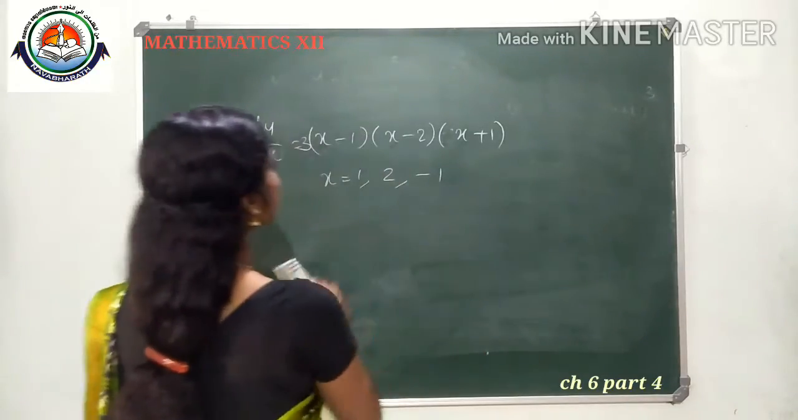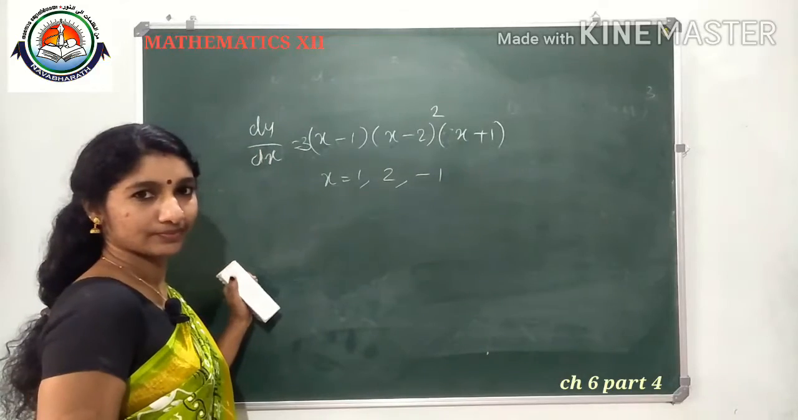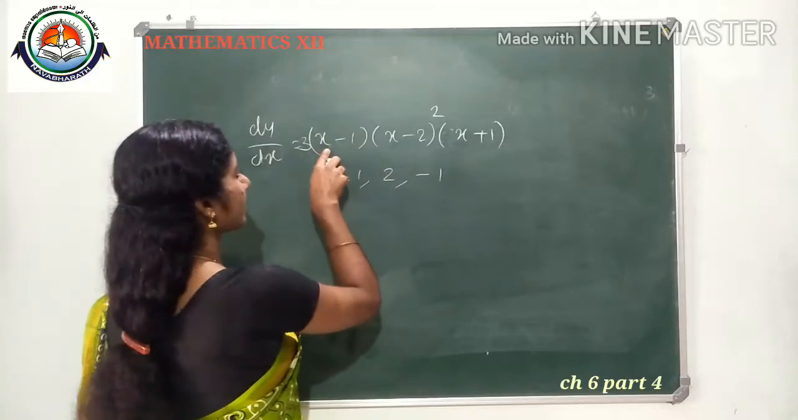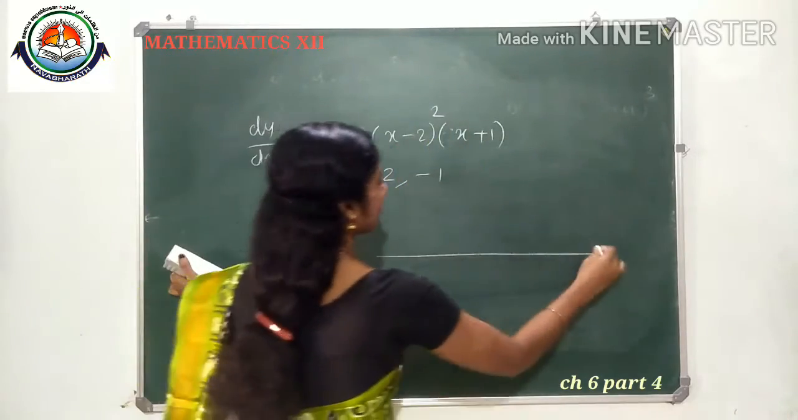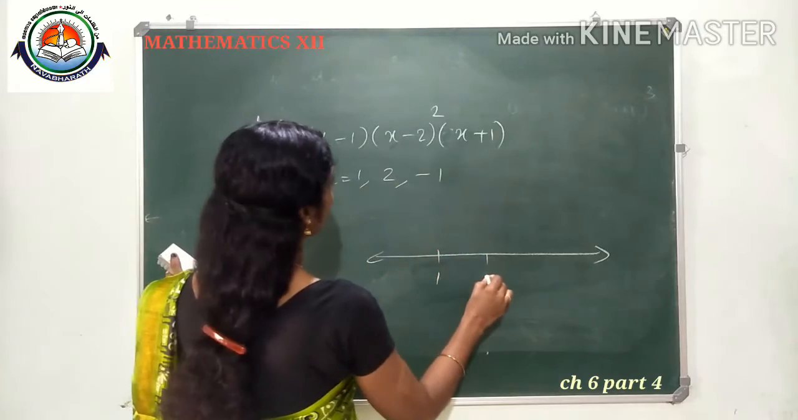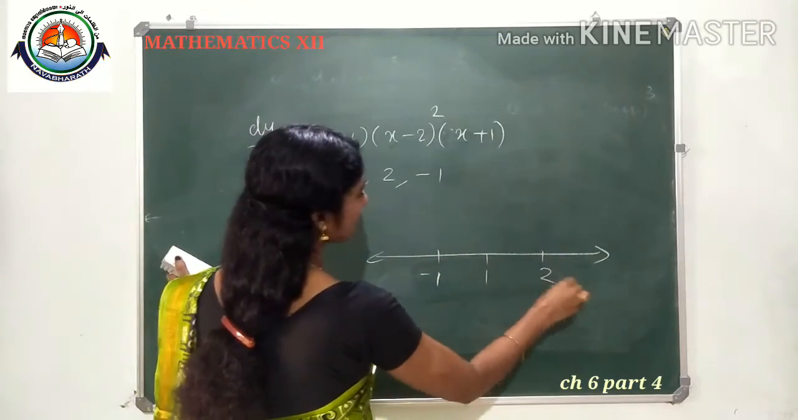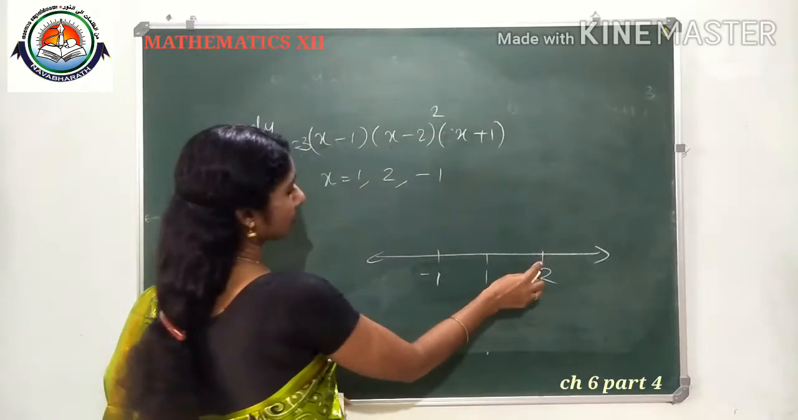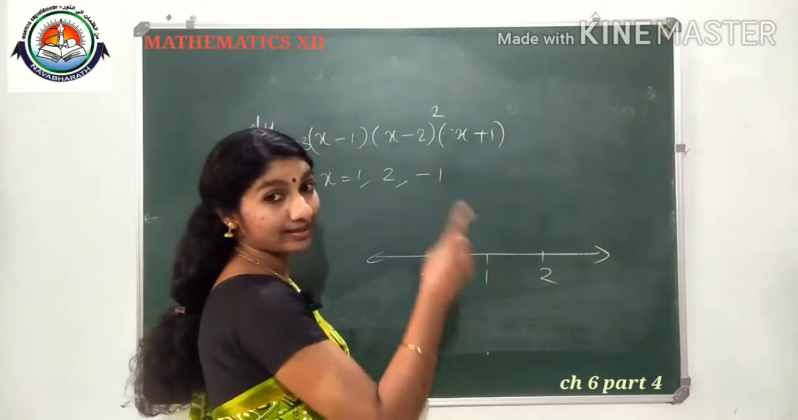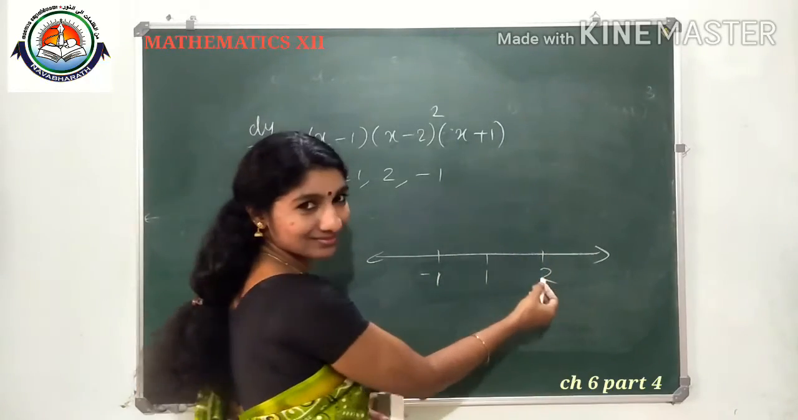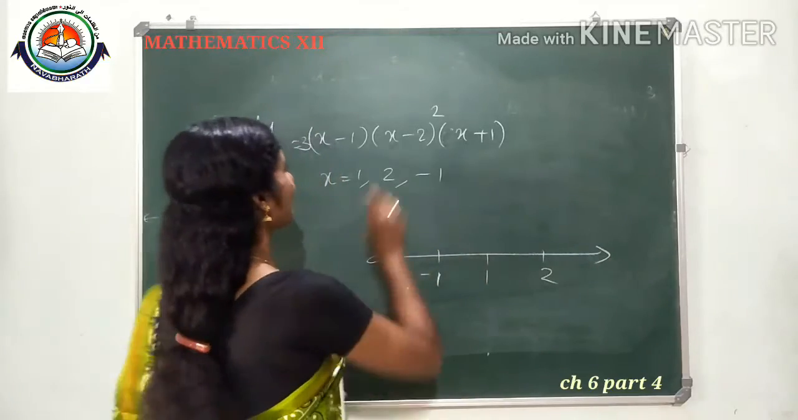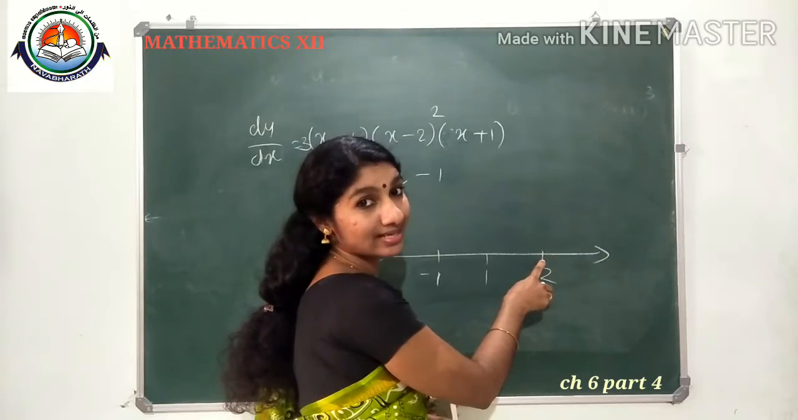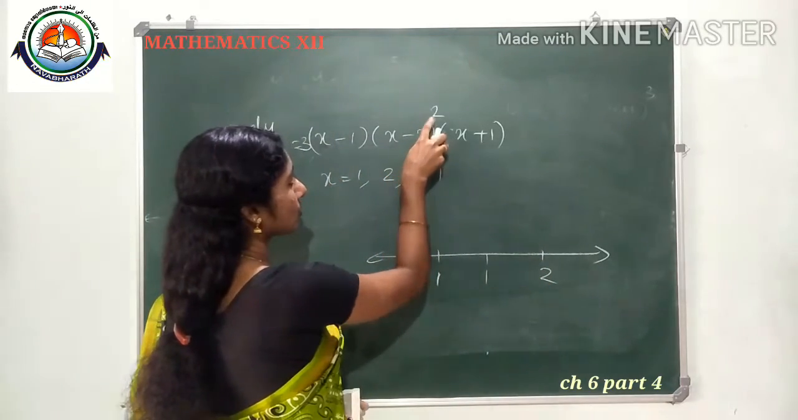Instead of that one, suppose here whole square is there, while finding x minus 2. For dy by dx, we got (x minus 1) into (x minus 2) whole square into (x plus 1). The same way we will get 3 critical points, minus 1, 1, 2. 3 points we will get, and see, we are going to draw the line, means the graph of dy by dx. (X minus 2) whole square is there, so at 2 it will not cross the x axis because (x minus 2) whole square is there.